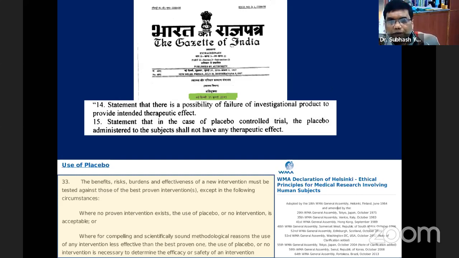Suppose you are doing some drug trial, then you have to tell the subject, you have to write in the consent form, probably this drug may not be effective at all. So let him decide what he wants to do, whether he wants to come in the trial or not. Regarding the same thing, as I told you, the placebo administered to the subject shall not have any therapeutic effect. So this thing you have to tell clearly to the subject and let the subject decide whether to continue in the trial or not.